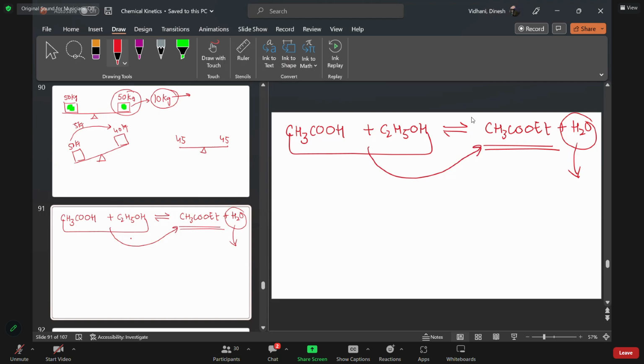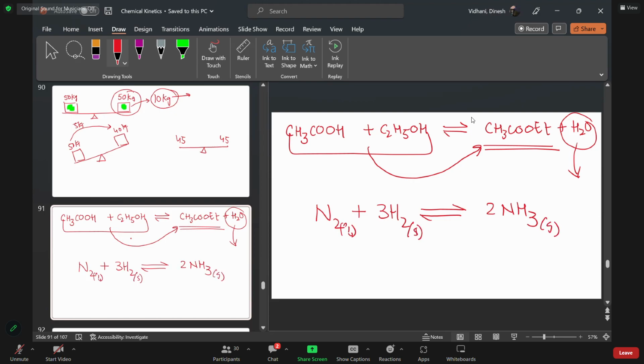The second thing, let me give you one more example. This is the reaction between nitrogen and hydrogen, giving you ammonia, right? Now, in this case, all are gaseous reactants. Now, this reaction is an exothermic reaction. Delta H is negative in this case. So heat is given out. Heat is one of the products.